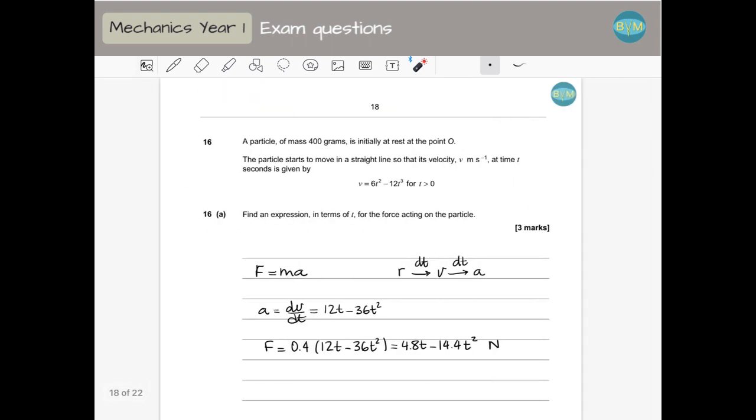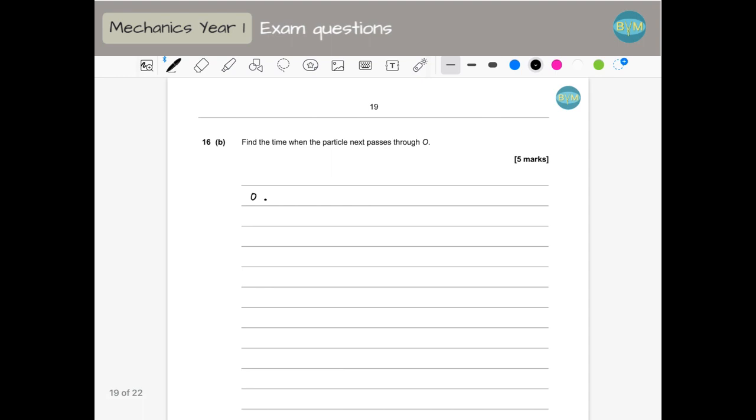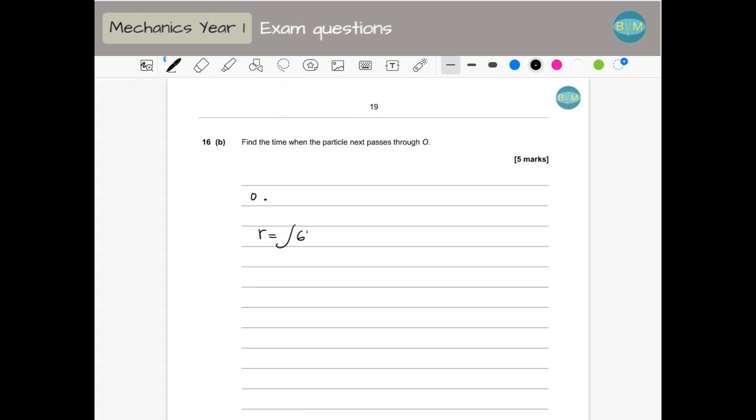Position vector, if we see this thing here, is this one. So if I have the expression for the velocity and I integrate, because I go in the other direction, I will have my position vector. So I can find an expression for the position vector by integrating the velocity. The velocity was 6t squared minus 12t cubed. So I can integrate this. When I integrate, I have 2t cubed minus 3t to the power 4 plus the constant of integration.